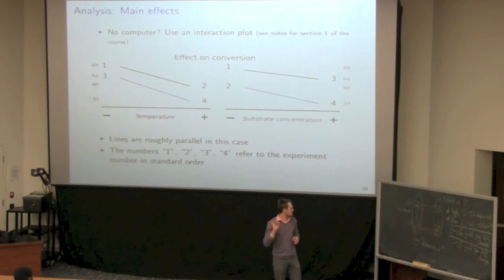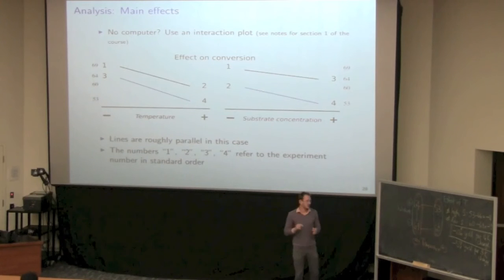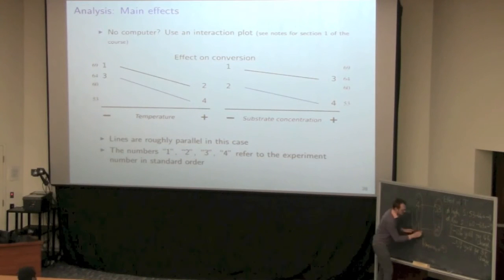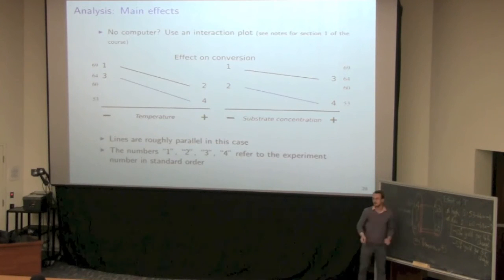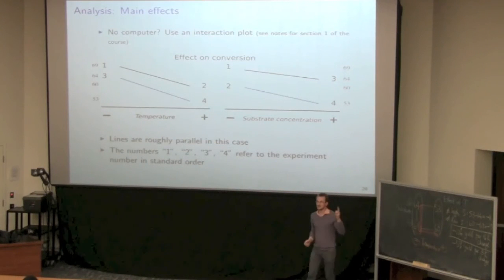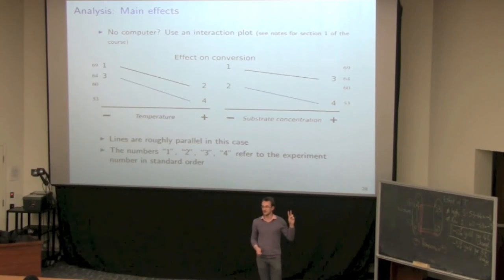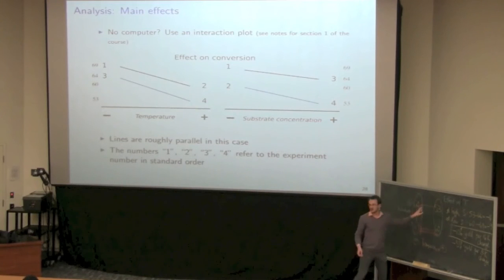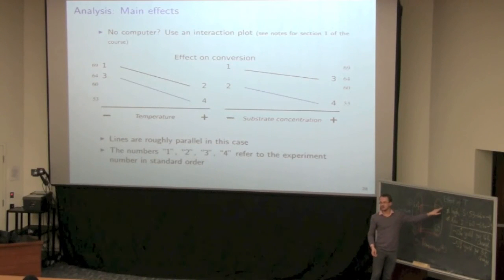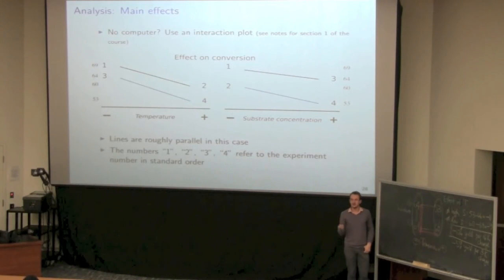But notice that when you've done those 3 experiments, you've calculated the effect of temperature only once. And you've calculated the effect of substrate concentration only once. So you only have one estimate of the temperature effect, and you only have one estimate of the substrate concentration effect.